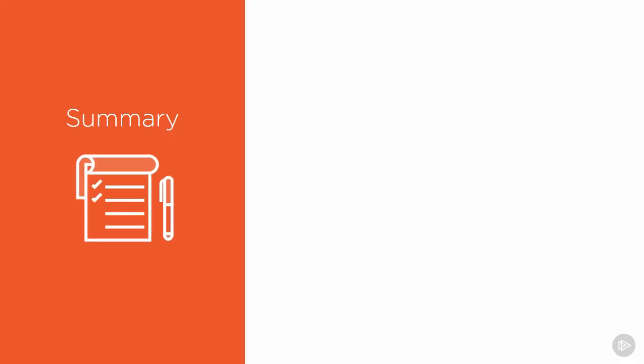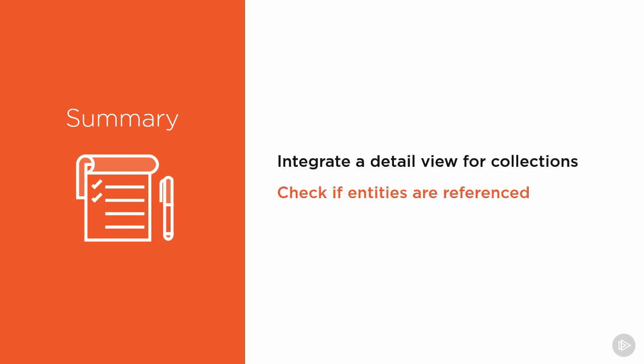You learned in this module how to integrate a detail view for collections in the Friend Organizer application. Now the user can edit all the programming languages used in the Friend Organizer application in a single detail view. After we did the view, you also learned how to check if entities are referenced. So if at least one friend is referencing a programming language, the user can't remove that programming language from the Friend Organizer application.